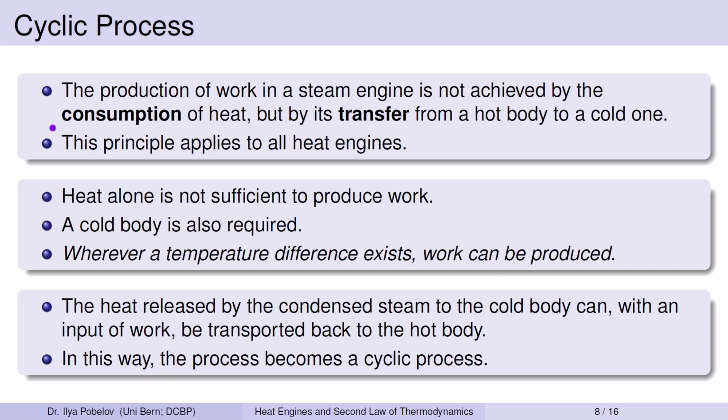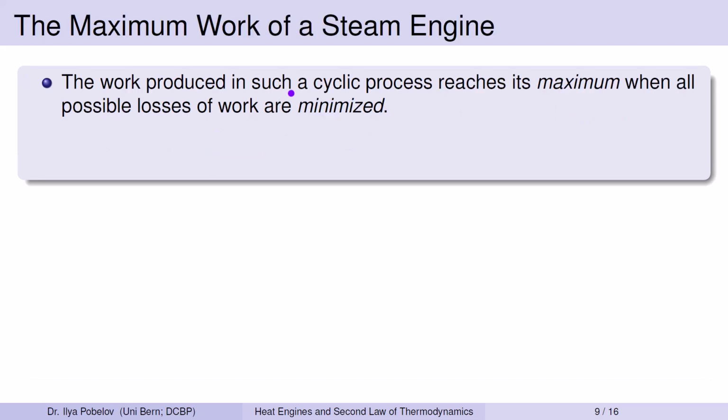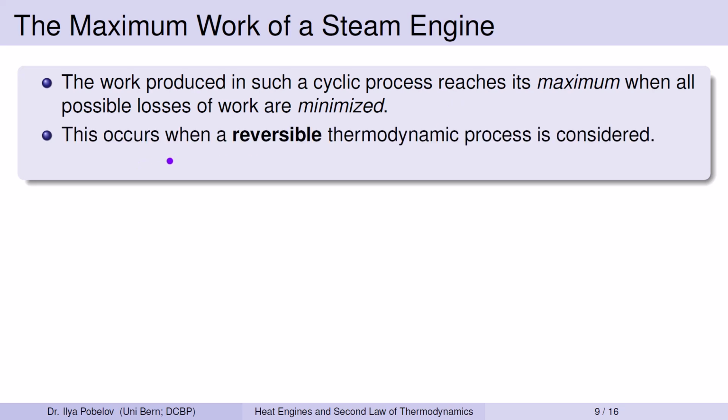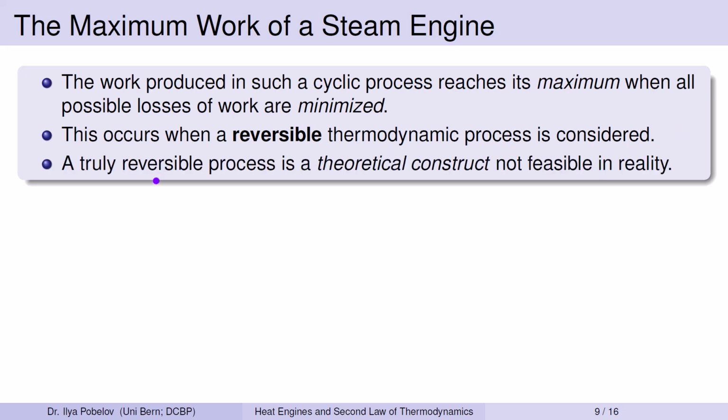In this way, the process becomes a cyclic process. The work produced in such a cyclic process reaches its maximum when all possible losses of work are minimized. This occurs when a reversible thermodynamic process is considered. However, a truly reversible process is a theoretical construct that is not feasible in reality.